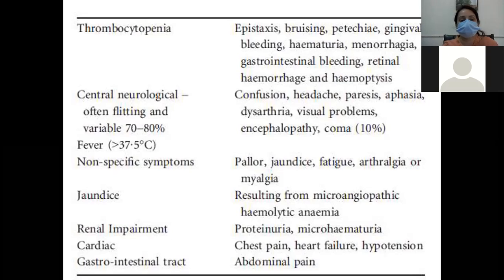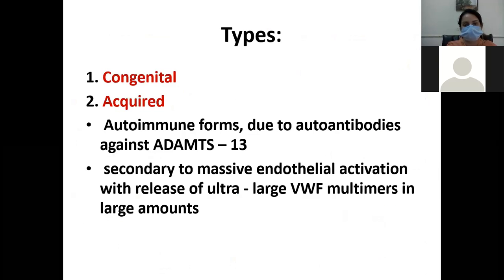So what are the other non-specific symptoms? As I have already told you, there can be pallor, jaundice, fatigue, arthralgia, or myalgia. Okay, and there can be renal impairment. In case of renal impairment, there will be proteinuria and microhematuria, and there can also be some cardiac problems like chest pain, heart failure, and hypertension. And in GIT symptoms, there can be abdominal pain.